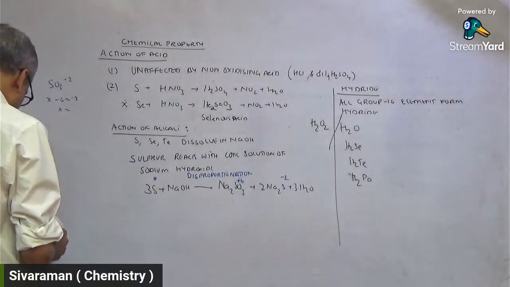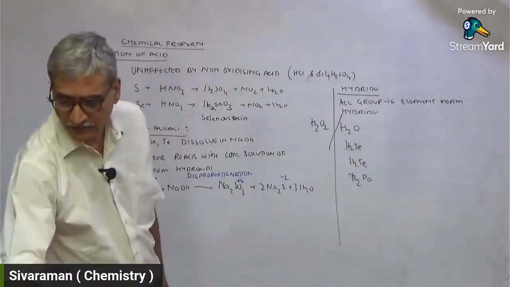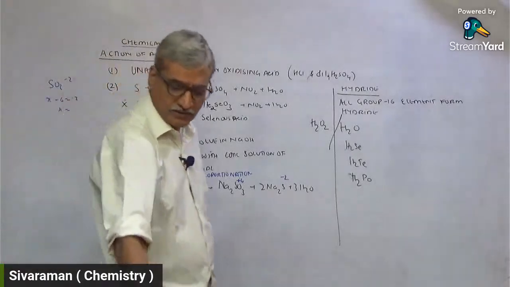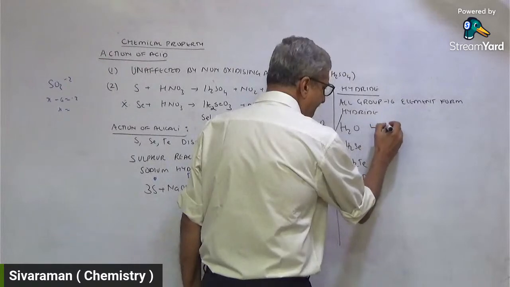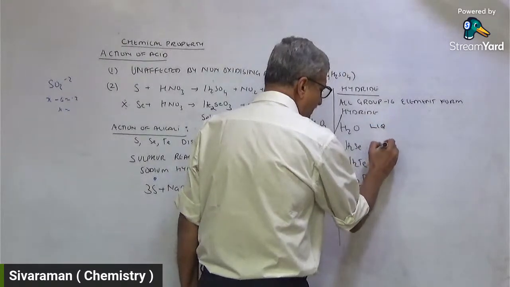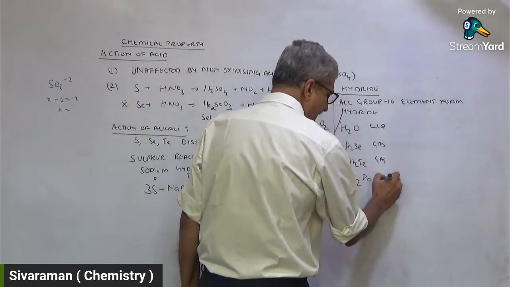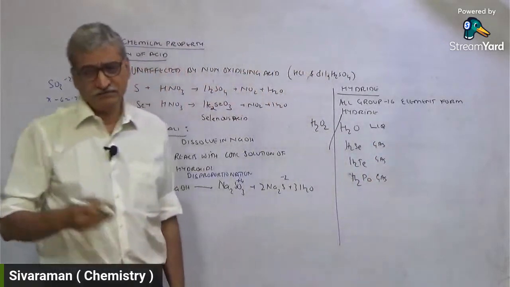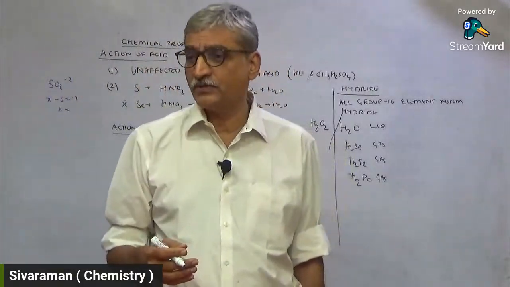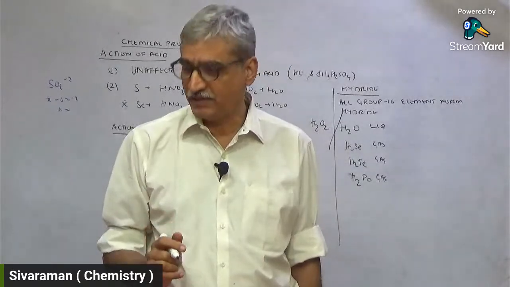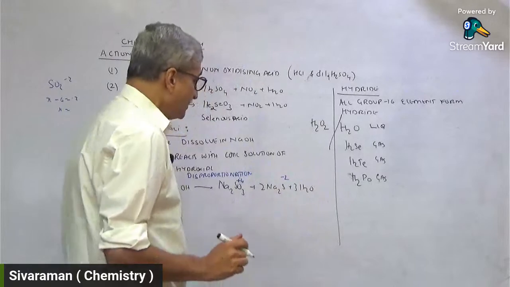What are the properties that we are seeing? Now look at all the properties of these hydrides. First and foremost, what is the property that we have? H2O is a liquid, whereas all others are gases. Why is H2O a liquid? We studied in the earlier chapter, solutions, colligative properties: extensive hydrogen bonding, because oxygen is the most electronegative element. So this is one thing.